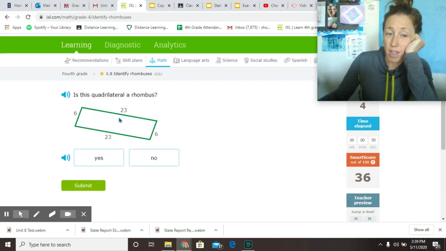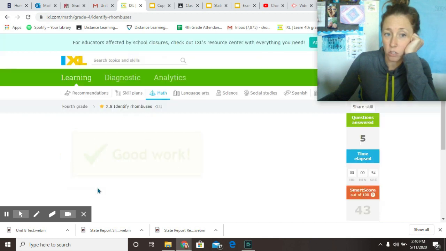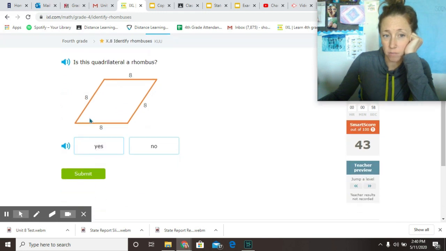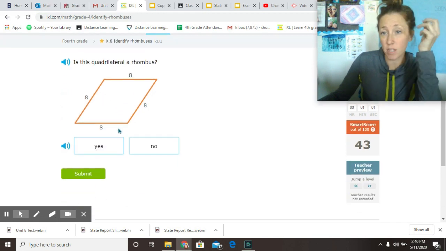Well, I have parallel sides, but they are not all congruent. They all have to be the same length. So that would be no. This one, all the same length. Parallel sides, the opposite sides are parallel. Yep.